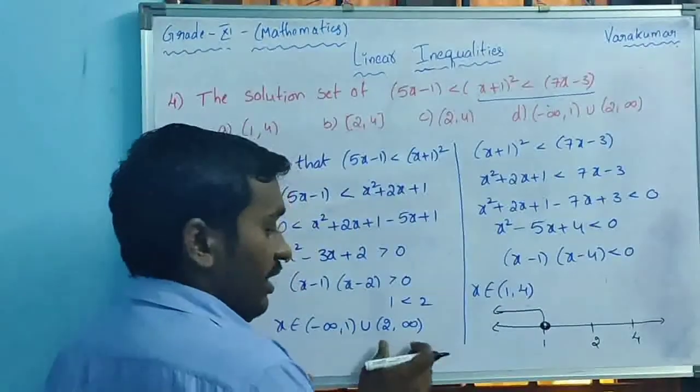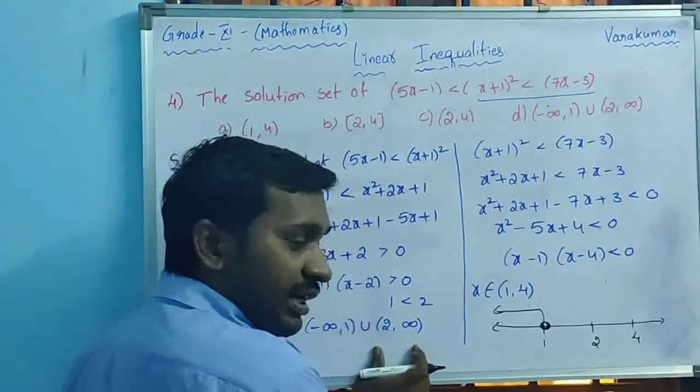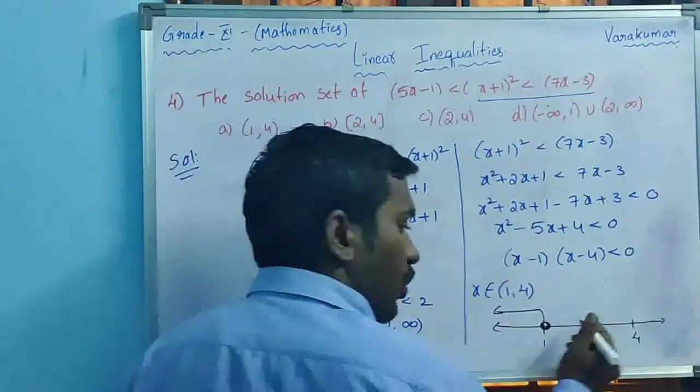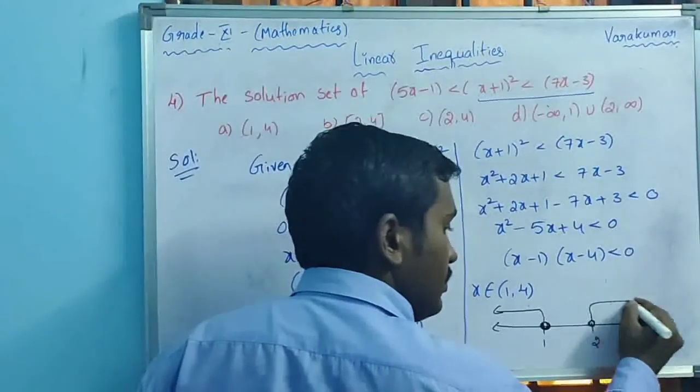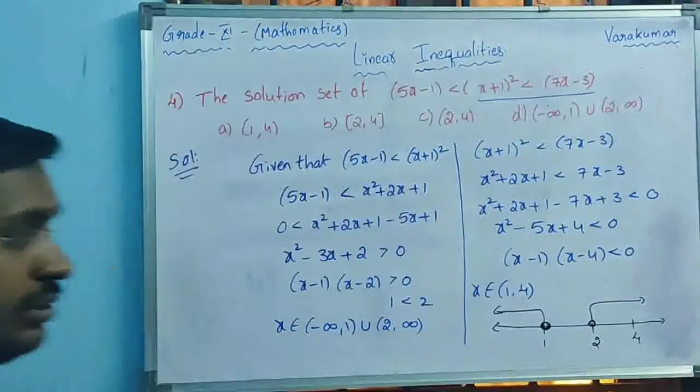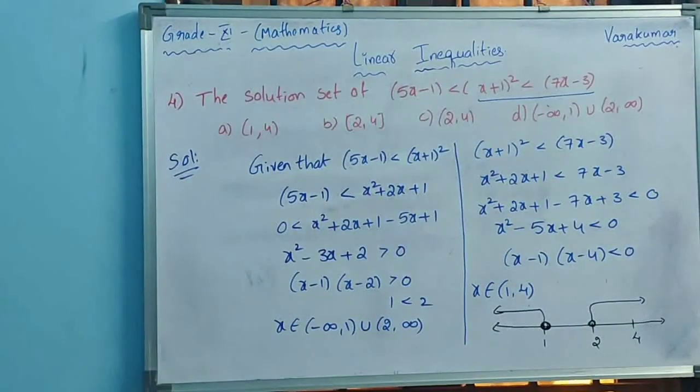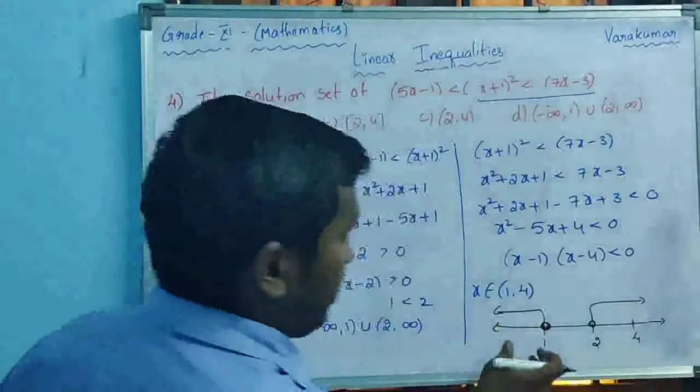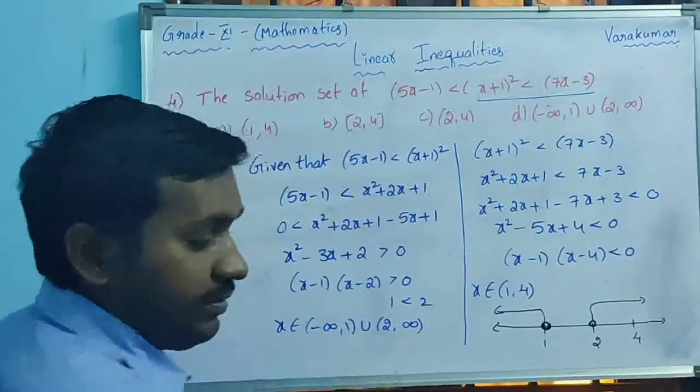1 below. Now 2 and above. 2 is also not included. So 2 and above. And here, so now x next. This is the first one, right?